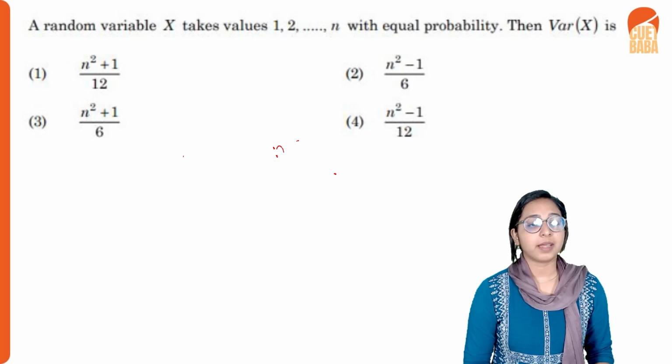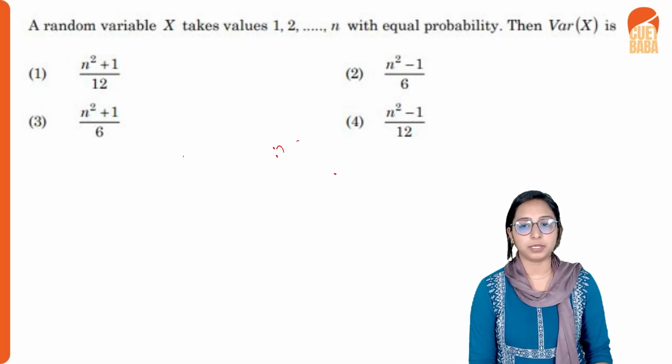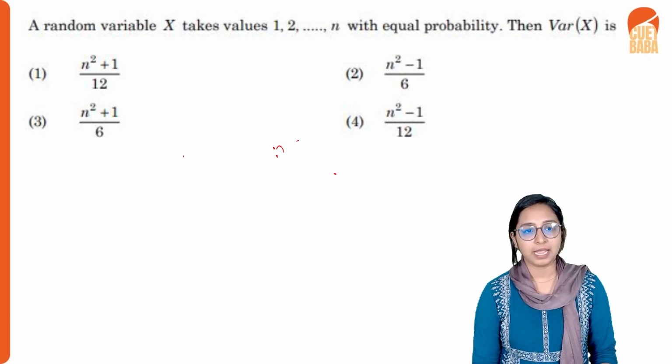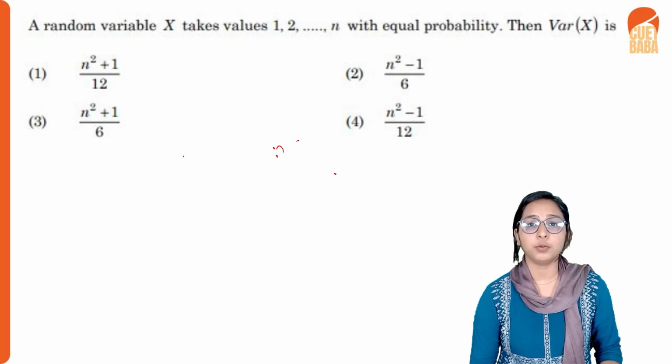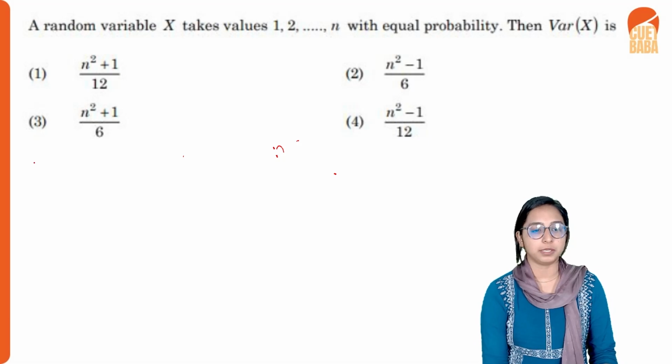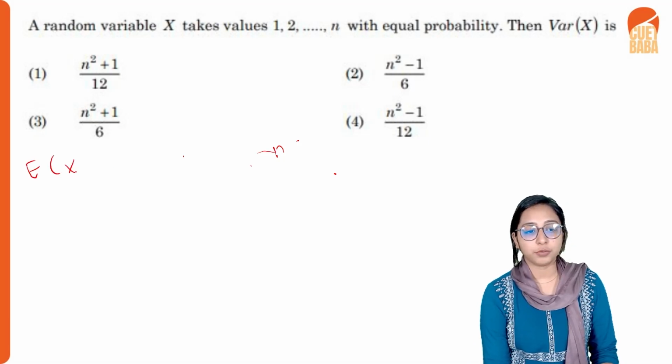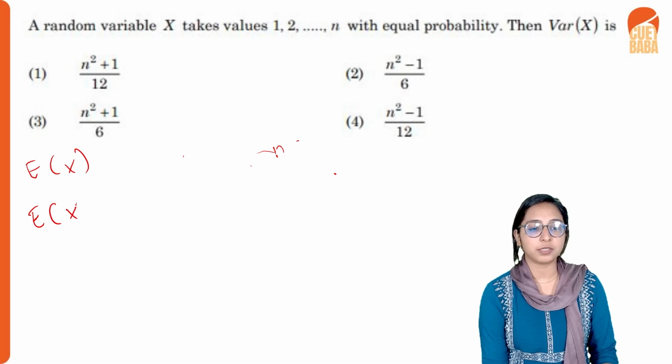Next question. A random variable x takes values 1, 2, up to n with equal probability. Then the variance of x is. We have to find the variance of x, and it is given that x takes values 1 to n with equal probabilities. So to find the variance of x, we have to find the expectation of x and the expectation of x square.